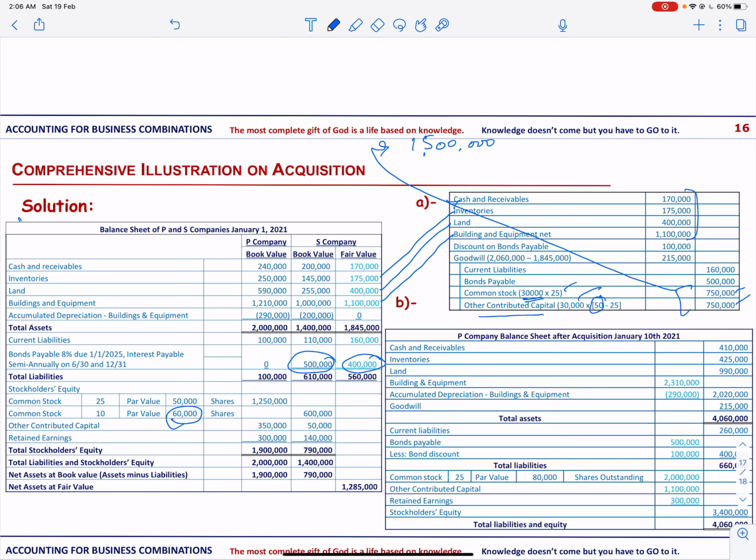while the fair value of the net assets will be the total of the assets, that is 1,845,000, and the net value of the liabilities, it is 160 plus 500 minus the discount on the bonds payable, that is 560,000. So the fair value of the net assets will be 1,285,000.